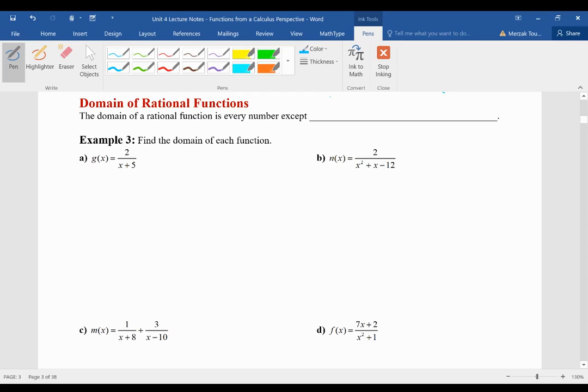The domain of rational functions. So rational functions are different than polynomial functions. So the domain of a rational function is not automatically all real numbers. There are some rational functions whose domain is all real numbers, but that's not the general rule. So let's look at how we determine the domain of a rational function.